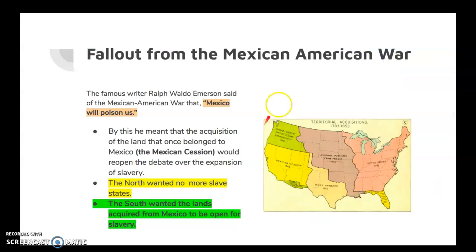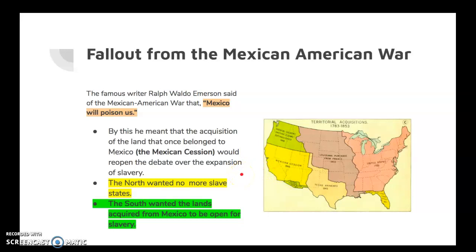All right, so fallout from the Mexican-American War. We talked about the Mexican-American War last week. There's a famous writer in American history named Ralph Waldo Emerson, and he kind of hit the nail on the head when he said that Mexico will poison us. So this yellow area in the southwest corner of the United States was called the Mexican Cession. Those are the lands that we took from Mexico after we were victorious. The United States was victorious in that war.